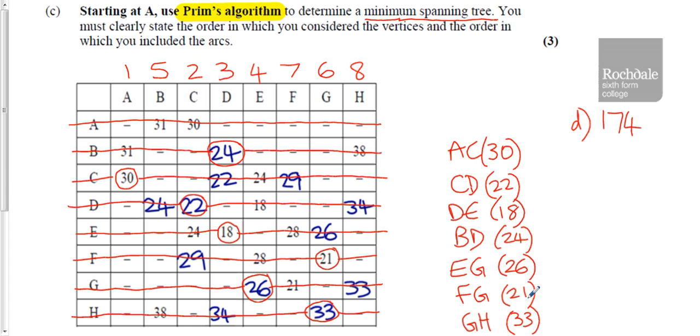So add up these numbers, and I got 174. Add up the same numbers from Kruskal's algorithm in part A. If I got 174 for part A as well, that will be a sign that, yes, we've done this correctly. So that's question 1 part C and D using Prim's algorithm on a table.